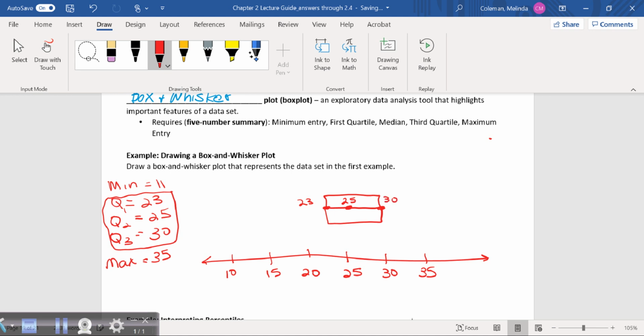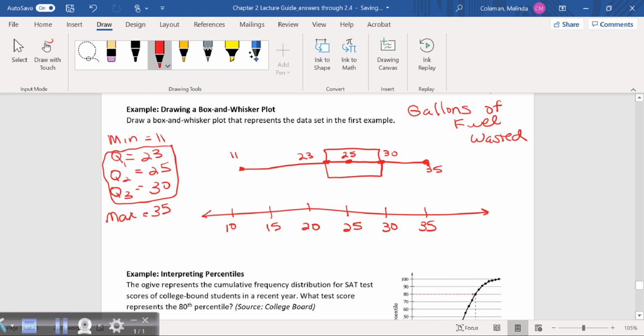And then the whisker part goes to the max and the min. So my max in this case is at 35. So there's my whisker. And then the other one goes all the way down to 11. Here would be my other whisker at 11. Next we can label it. This is gallons of fuel wasted. And that is a box and whisker plot, centered around quartiles and around the data, the middle portion of data.